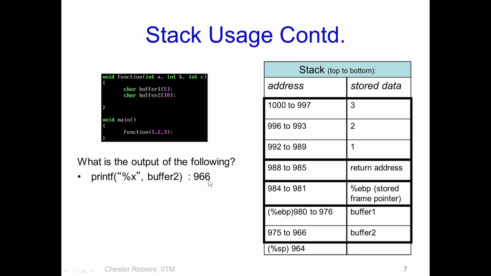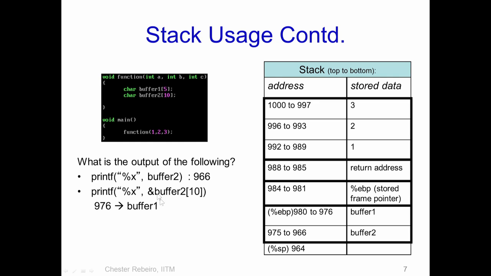Now, what happens if we do something like this? printf ampersand buffer 2 of 10. So, we know that buffer 2 is of 10 bytes and will have indexes from 0 to 9. Now, buffer 2 of 10 is 966 plus 10, which is 976. So, what is going to be printed over here is 976. Now, it so happens that 976 is outside the region of buffer 2. In fact, 976 is in buffer 1.